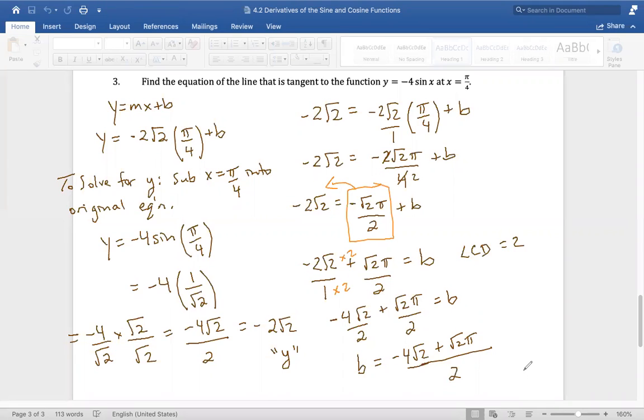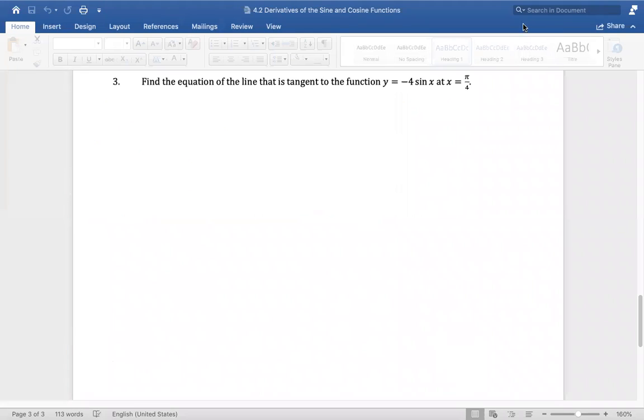So I have my b value, I have my m value. Now I'm just going in and subbing it into my equation, y equals mx plus b. Instead of squishing it, I'm just going to clear, okay? So again, what I'm looking at is y equals mx plus b, just to finish this off. I know my slope, let's say, is negative 2 root 2. I know my b value is, I'm just going to go back here. The last thing I wrote down was negative 4 root 2 plus root 2 pi all over 2, that big mess.